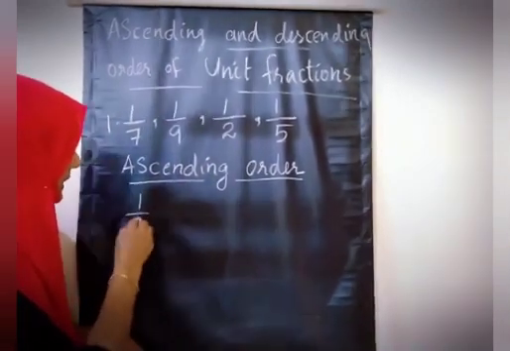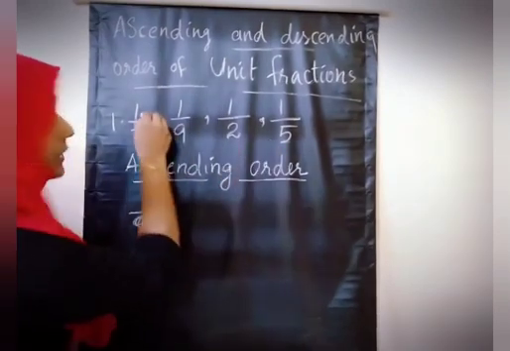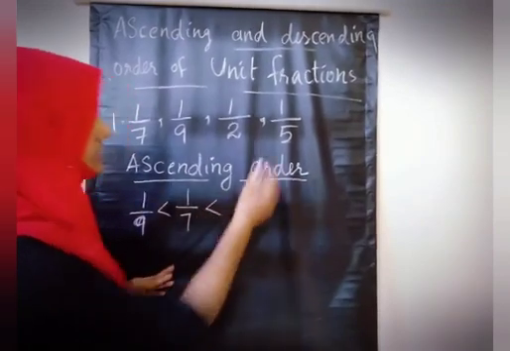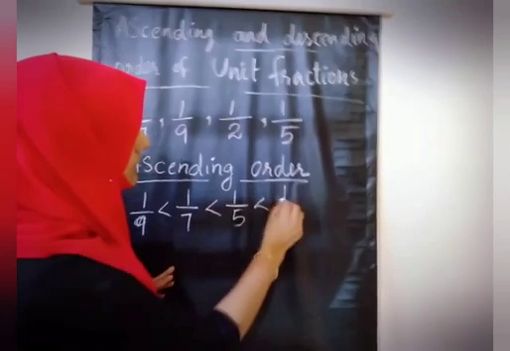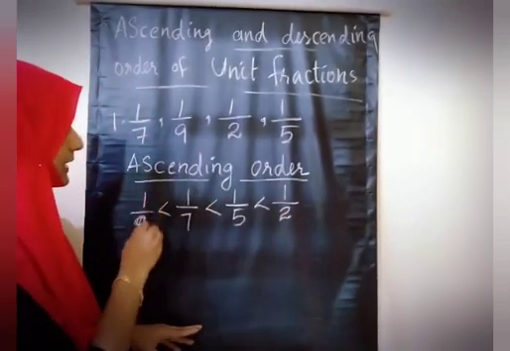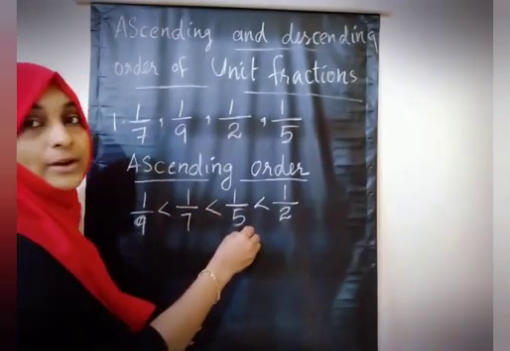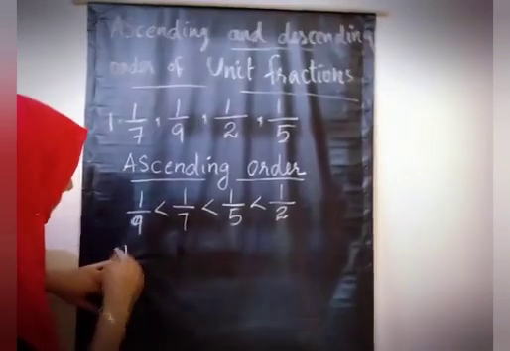1 by 9 less than next number 1 by 7. 1 by 7 less than next number 1 by 5. Next number, less than 1 by 2. So the ascending order is 1 by 9 less than 1 by 7 less than 1 by 5 less than 1 by 2. Next, descending order.